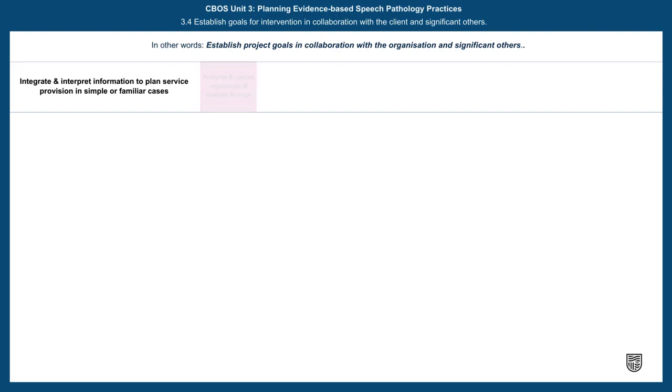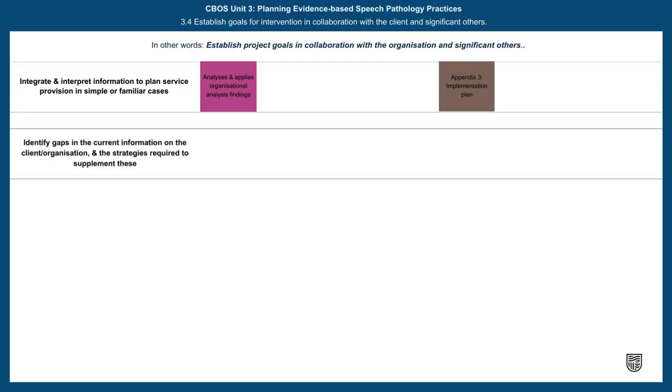This would be demonstrated through examination of the organisational analysis findings and then further on through the implementation plan. Identify gaps in the current information on the client or organisation and the strategies required to supplement these. Now, this has already been investigated in the analysis.